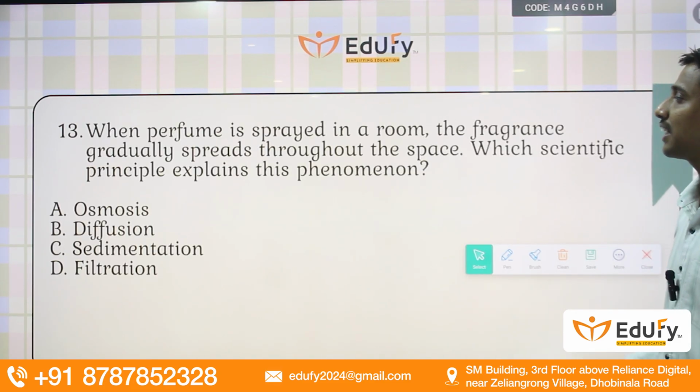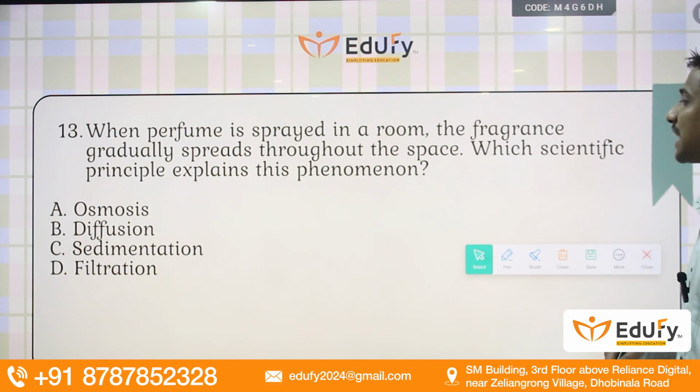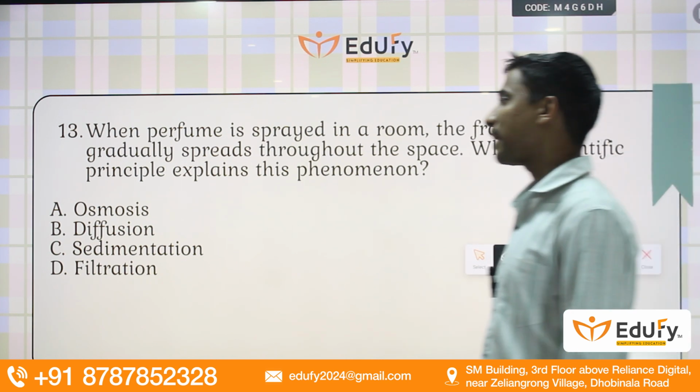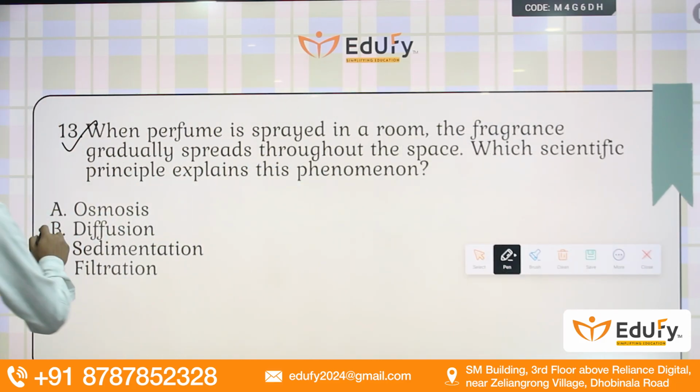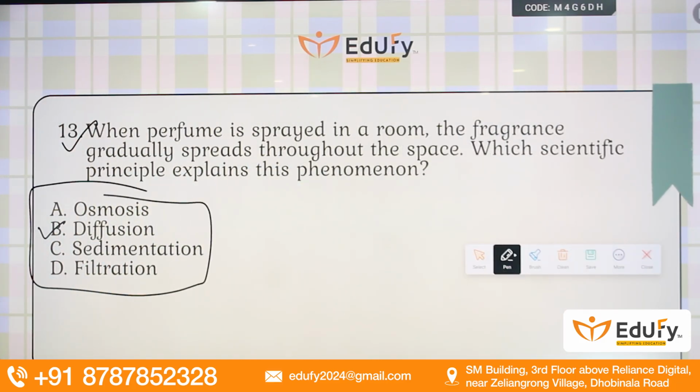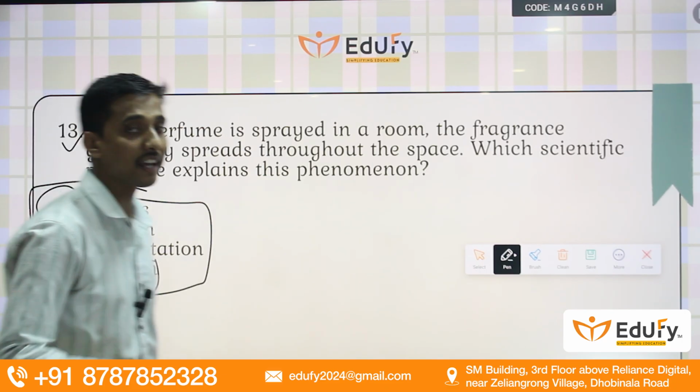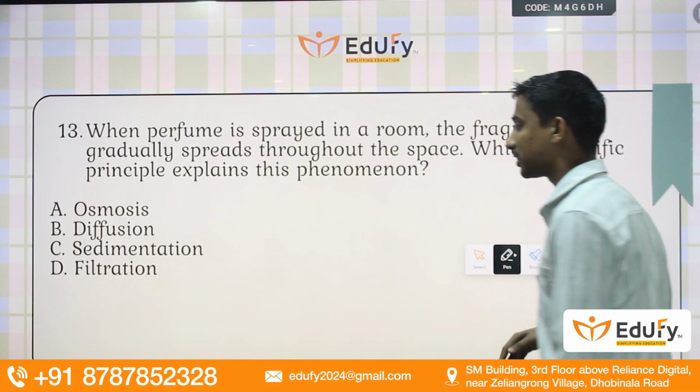Moving towards the next question, guys. When perfume is sprayed in a room, the fragrance gradually spreads throughout the room. Which scientific principle explains this phenomenon? So, guys, this is based on the phenomenon of diffusion. So you kindly go through the definitions of osmosis, diffusion, sedimentation, filtration, etc. That will help you in your examination.